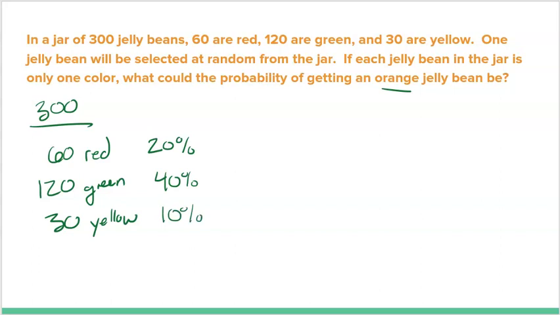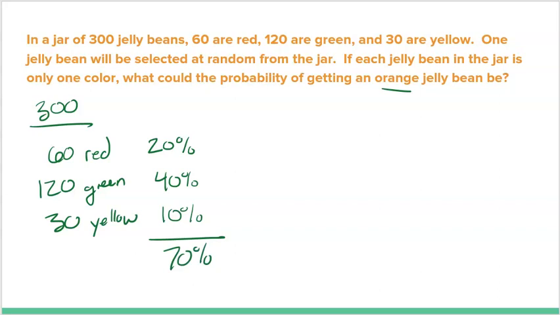So if I were to pick jelly beans over and over again, like pick one, put it back, pick one, put it back, in the long run, 20% of my picks would result in a red one, 40% green, 10% yellow. Now the question is, what about orange? Well, most kids are just going to jump and say, well, 20, 40, that's 70% thus far. So that means orange is 30%.